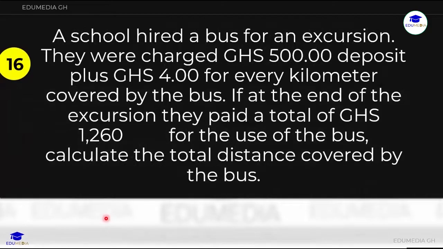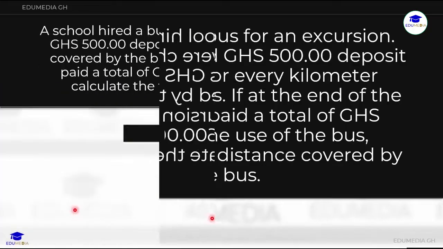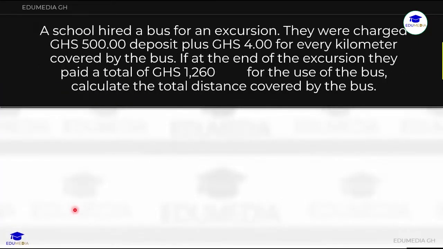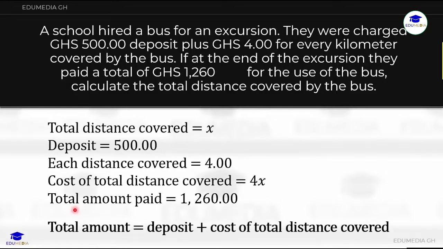Question number 16. A school hired a bus for an excursion. They were charged 500 cedis deposit plus 4 cedis for every kilometer covered by the bus. If at the end of the excursion they paid a total of 1,260 Ghana cedis for the use of the bus, calculate the total distance covered by the bus. The information related to the bus and everything in the question relating to the bus is here. We have total distance covered is what we are looking for. That is what the question is.